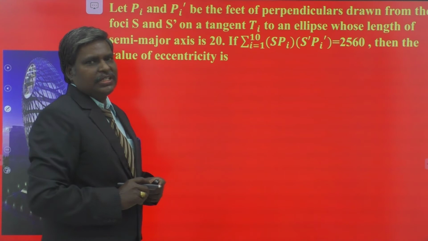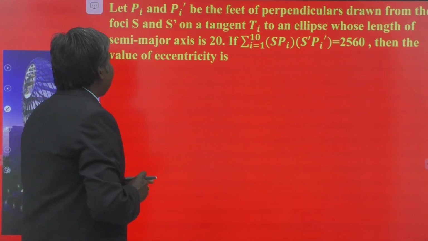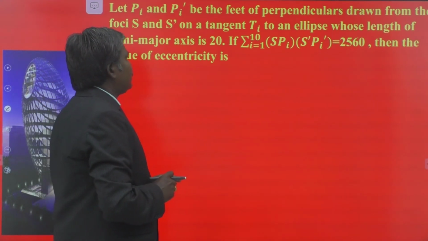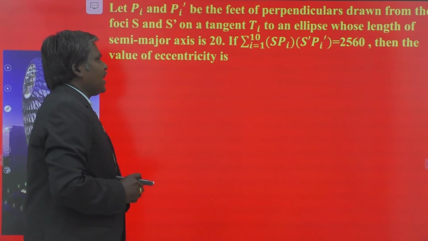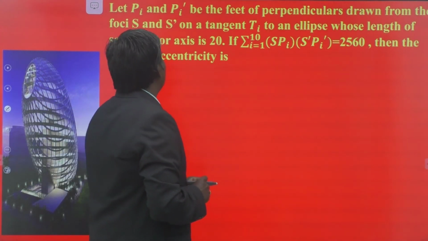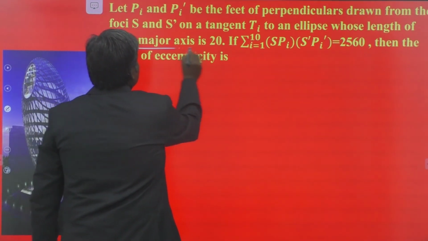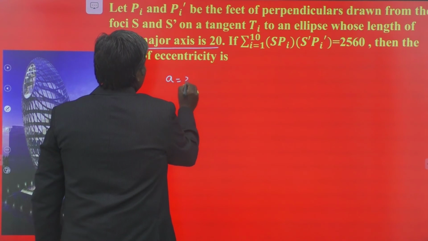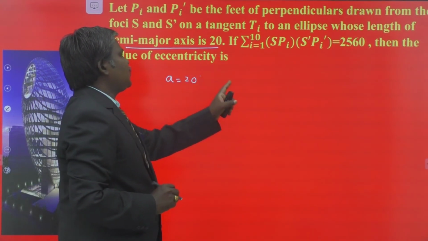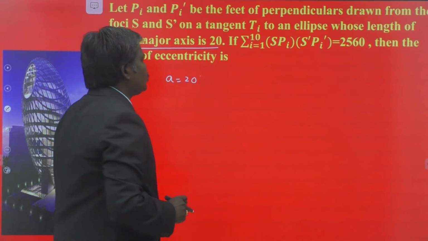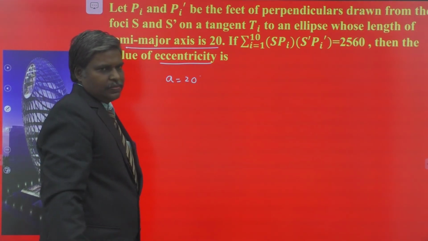This is the question. It is also very simple for you. Let P_i and P_i dash be feet of perpendiculars drawn from the foci S and S dash on tangent T_i to the ellipse whose length of semi-major axis is 20. That is, A is equal to 20. If the sum for i equals 1 to 10 of SP_i into S dash P_i dash is equal to 2560, then the value of the eccentricity of the ellipse is what?